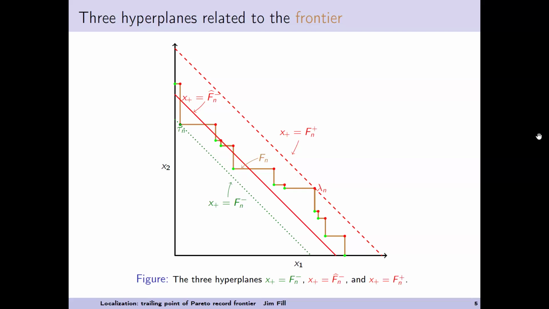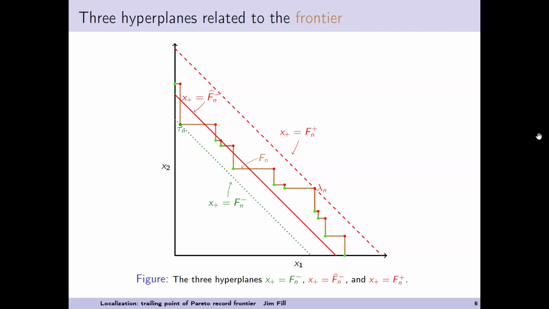And it will turn out that we'll be interested in a third hyperplane, namely the sum of coordinates that gives the smallest sum of coordinates for any current record. In this case, it's this current record that has the smallest sum of coordinates. And because for practical purposes, that sum will serve as a surrogate for what we were most interested in, this Fn minus, I'll call it Fn hat minus.